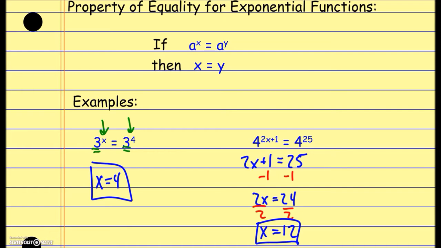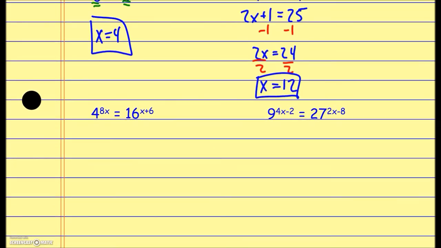If I look at the next one, here the bases are not the same, so what I have to do is get the same base. And when I do this, I'm just going to rewrite this so they have the same base. So when we look at a 4 and we look at a 16, we should notice that these things have a relationship, that 16 is actually 4 squared. So right there is your common base.